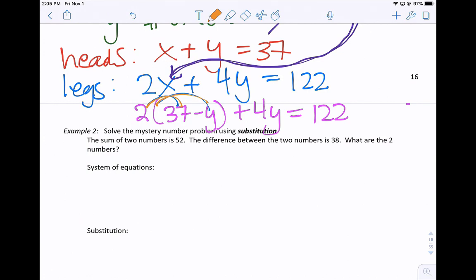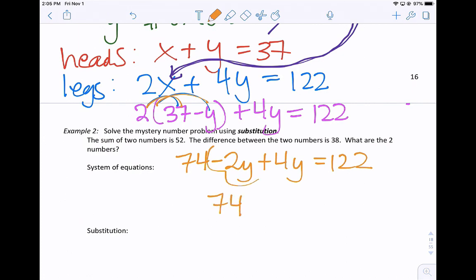All right, so we got 74 minus 2y plus 4y equals 122. Let's combine like terms and solve. So we have 74, and negative 2y plus 4y is 2y, equals 122. We'll subtract 74 from each side.